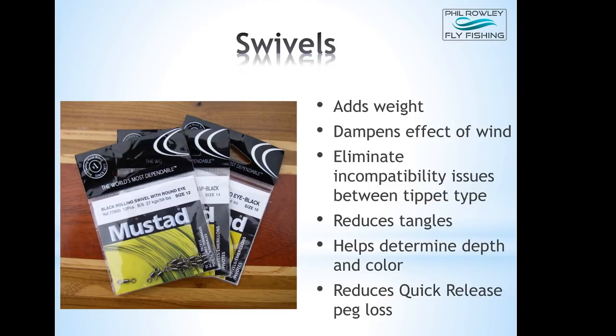When you have the swivel there, when that breaks, typically it's going to break at the fly or the lower end of the swivel. That's still going to trip the indicator. Your peg's going to come down and hit the swivel, which in turn is going to stop your indicator from coming off. Just reattach some tippet and a new fly, and you're back in the game. You haven't lost everything. It also helps determine depth and color.